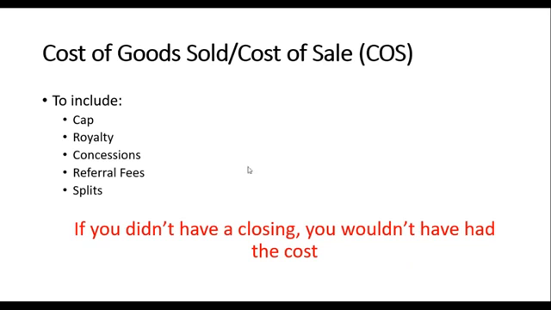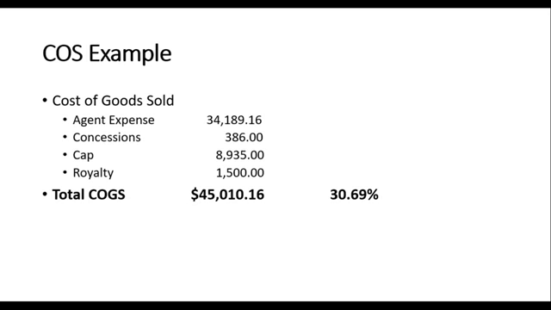Referral fees, any referral fees that we pay out, that's also going to be a cost of sale. So the very easy way to think of it is, again, if I didn't have a closing, I wouldn't have had this cost. So let's look at some examples on the next slide. Cost of goods sold, we have agent expenses. Remember a couple of slides ago, I told you that we had it in red, the amount that was going to the buyer agents called the total buyer agent income. Looking at the top one, agent expenses, that's that same number, $34,189.